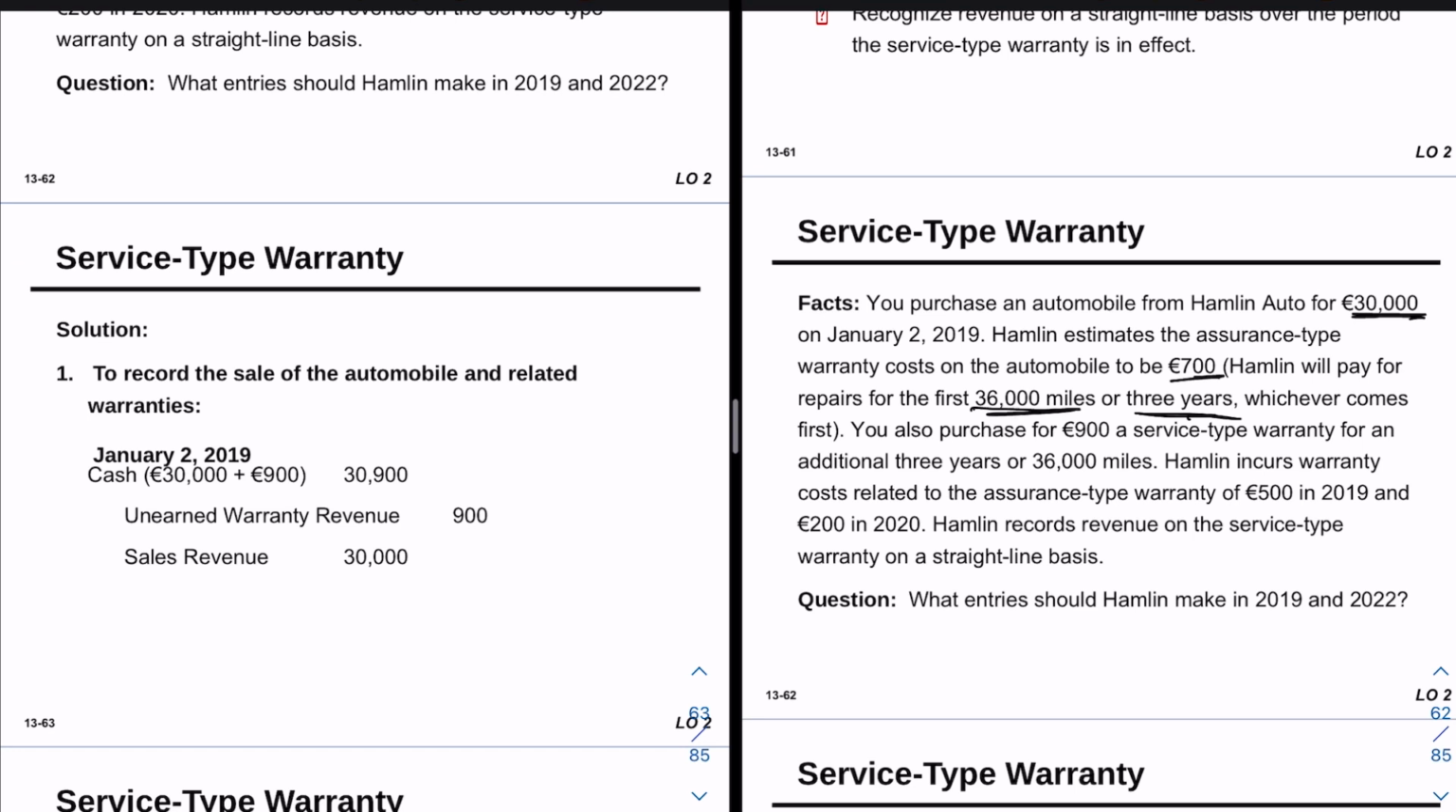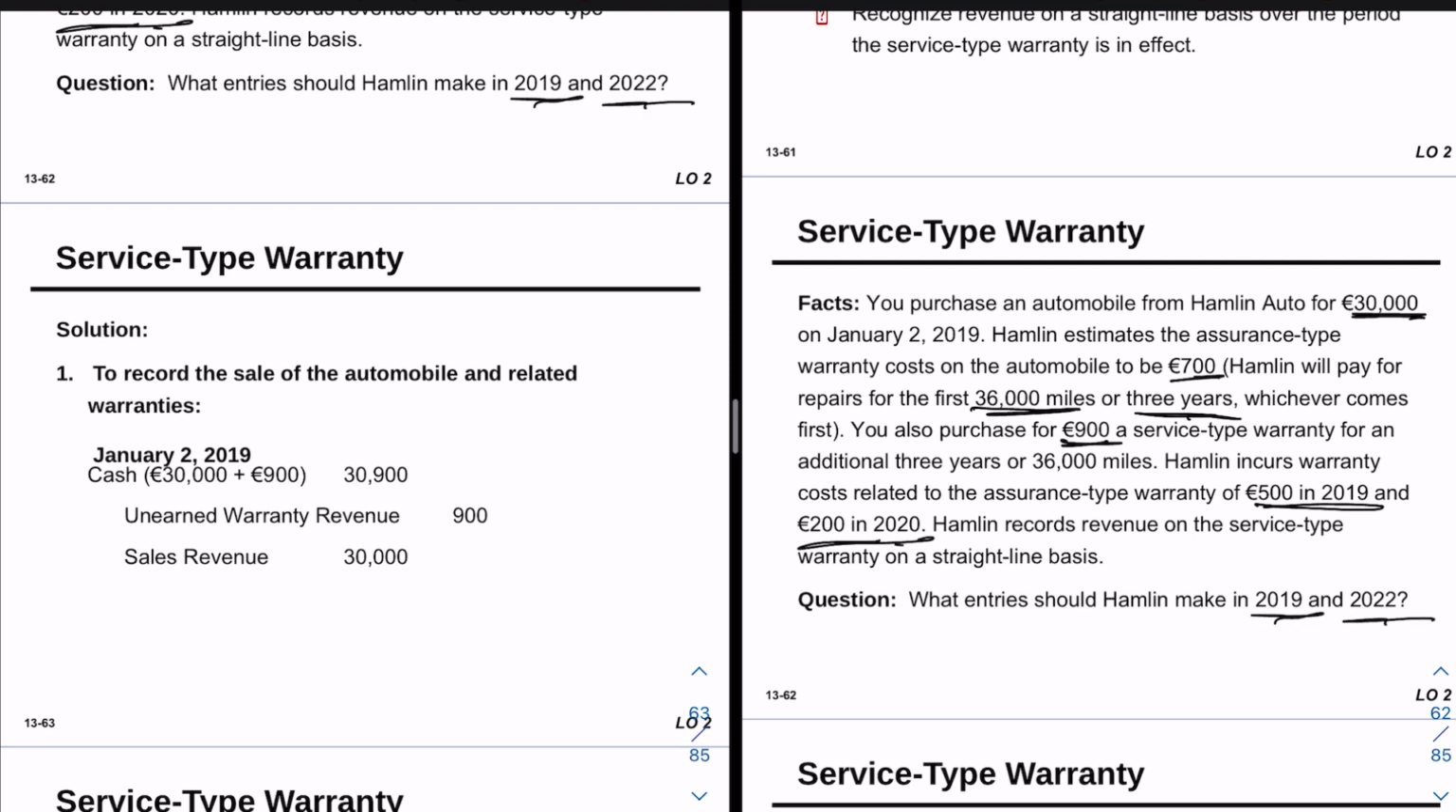You also purchase for $900 a service type of warranty. So we've also purchased an additional services type warranty for $900, for an additional 3 years or 36,000 miles. Hamilton incurs a warranty cost related to the insurance type warranty of $500 in 2019. So in 2019, we came back and he's paid $500 on that cost, and $200 in 2020. Now, we need to record the transactions for 2019 and 2022.